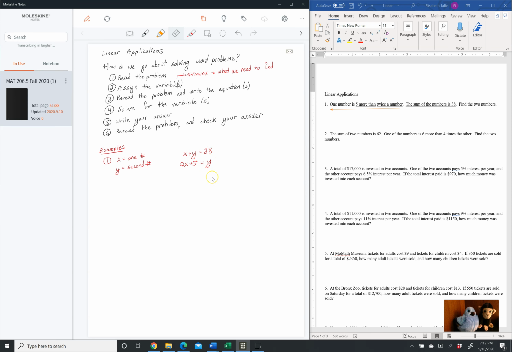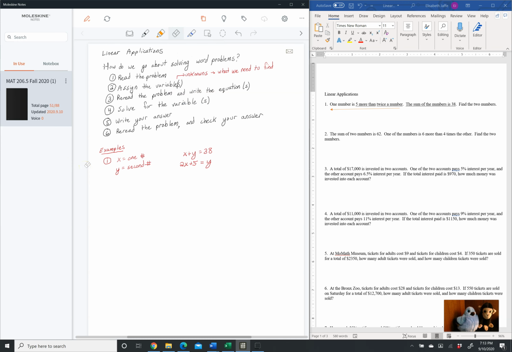So we wrote the equations. Now we need to solve for the variables. Well, we have 2 equations. This is a system. One of them is already solved for a variable. So if you remember from systems of equations, we decided that we could use substitution here. You can absolutely use elimination. I'm going to use substitution. So now we solve.